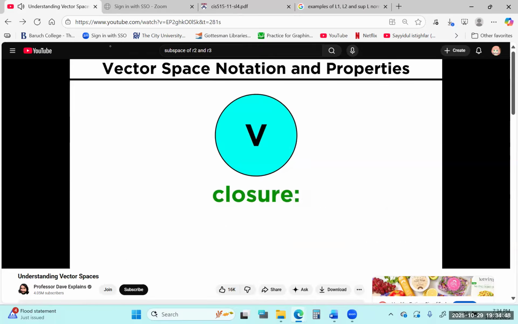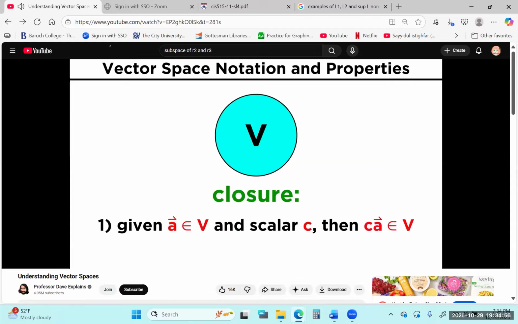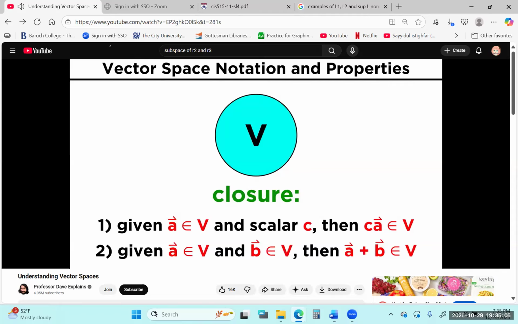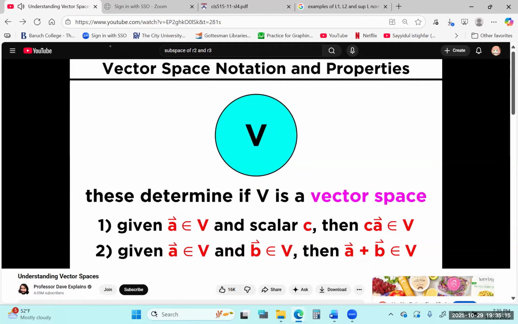Now, an important property of a vector space is something called closure. Closure requires two properties. First, for an element A of V, multiplying A by any scalar will give a result that is also within V. Second, for any two elements A and B within V, adding the two elements will also give a result that is contained within V. These closure properties are what determine if V is a vector space. Let's take some time to examine these properties.